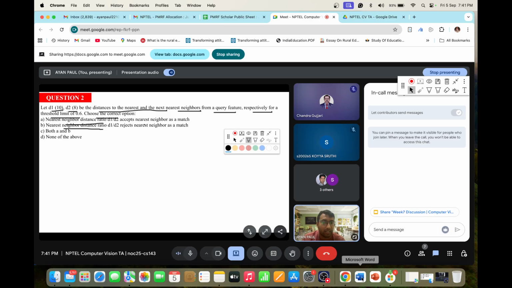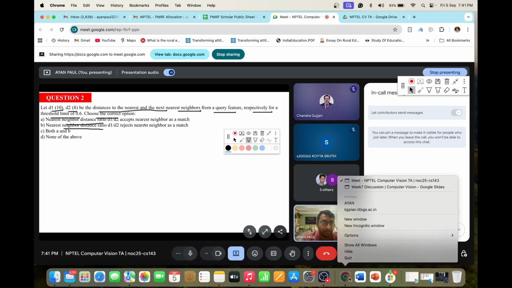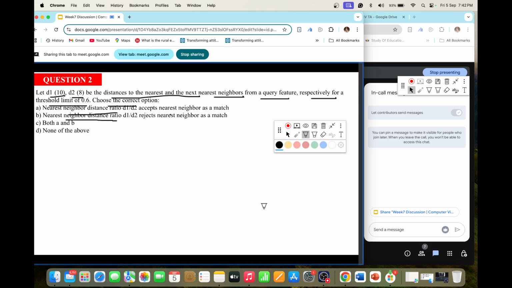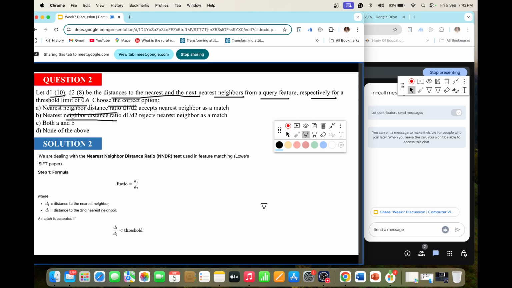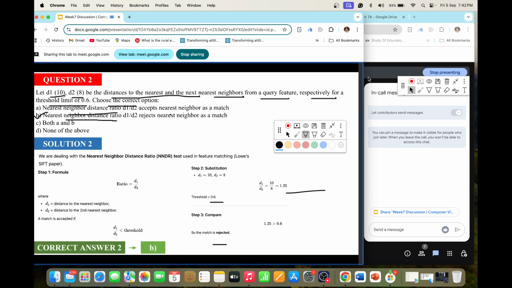Okay, so let me show you. Very easy, you just do d1 by d2. If it is lesser than the threshold, then it is a match, otherwise it is not a match. As d1 by d2 is coming 1.25, it is greater than 0.6, so it is not a match, and our match is rejected. So option B is the correct answer. Okay, so this is the thing.